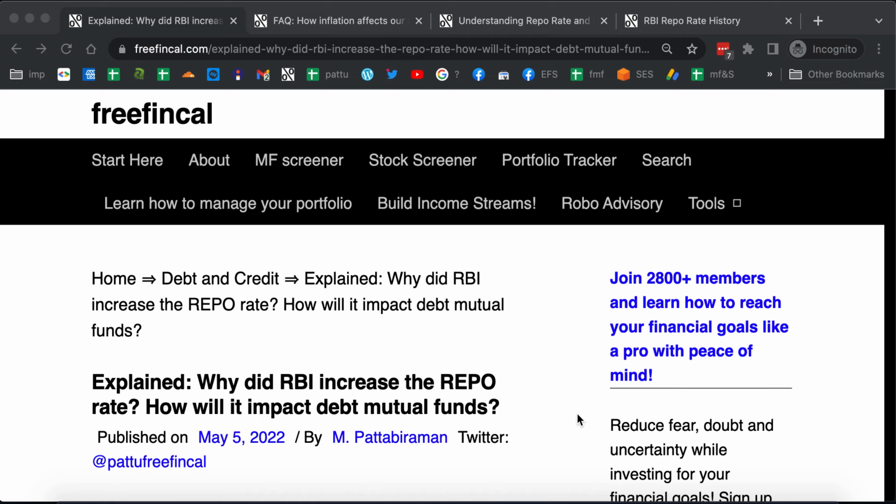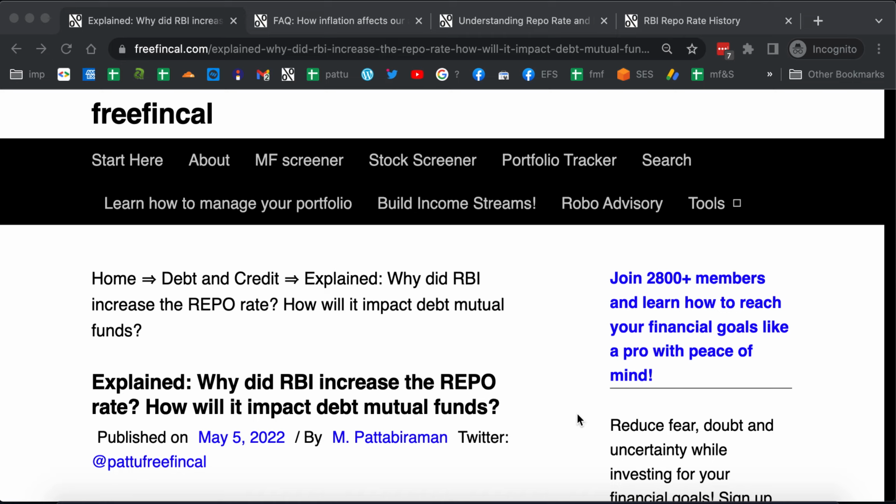In this video, let's talk about why RBI increased the repo rate, how it will impact us, and how it will impact our debt mutual fund investments. So, RBI increased the repo rate, that is the rate at which it lends to banks, from 4% to 4.4%. It did it because consumer inflation is close to 7%.